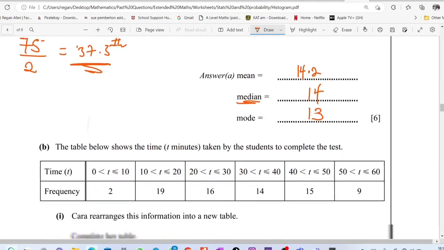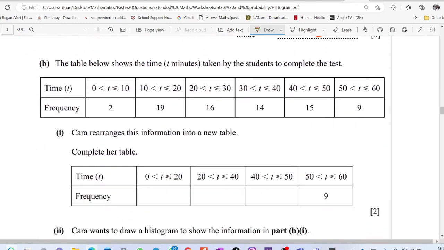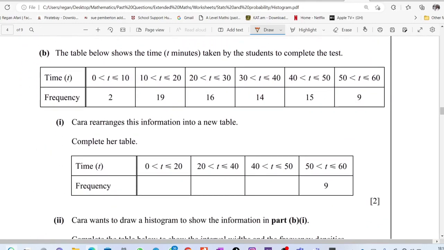All right, cool. Now we have a new table. They want us to use this table to do what we did earlier. They want us to start from 0 all the way to 20 for the first one, and that should be 21. The second one is 20 all the way to 40, that should be 30. So that's 16 plus 14. And then we have 40 to 50, that is just 15. And the last one they did it for us, we thank them very much. 2 marks is gone, great.